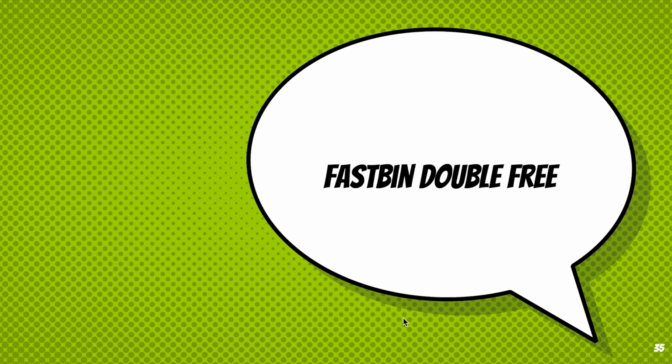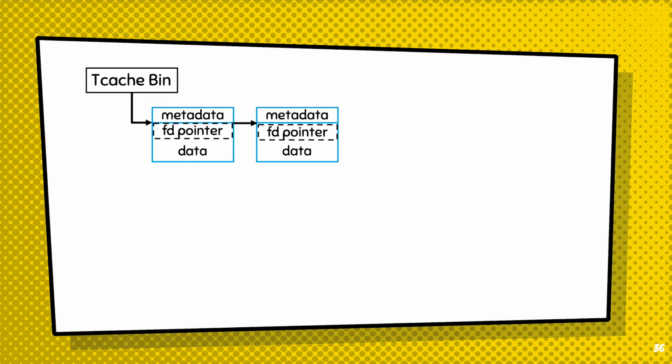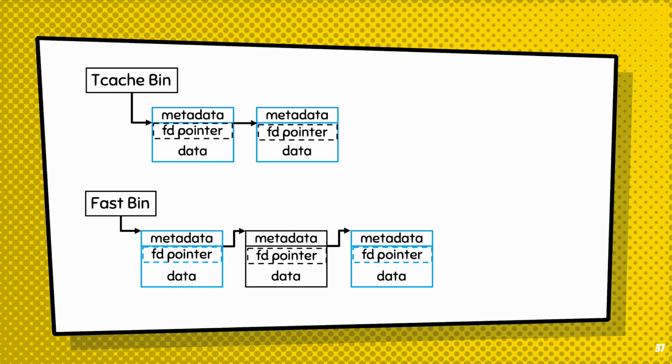Hi everyone. In this video, we're going to talk about Fastbin double-free vulnerabilities. Recall that in previous weeks, we have talked about T-cache bins' use-after-free vulnerability. We mentioned that a chunk can be freed twice, and both of them can be inside the T-cache bin. So a chunk can point to itself or point to other chunks and then point back to itself, creating a loop. Turns out that in Fastbin, a free chunk cannot point to itself.